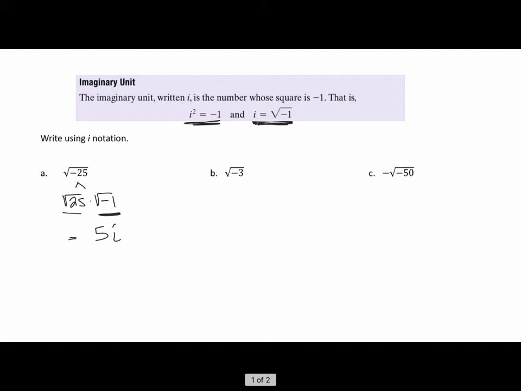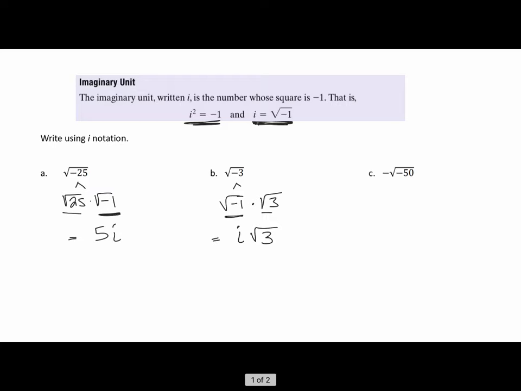For B, we have the square root of -3, so we know that we need a square root of -1. And if you divide -3 by -1, that's +3. Because the square root of -1 is i, and the square root of 3 doesn't simplify. And so remember, the radical is always the last part of the expression. So i will always be before the radical. That way we know it's not inside of the radical.